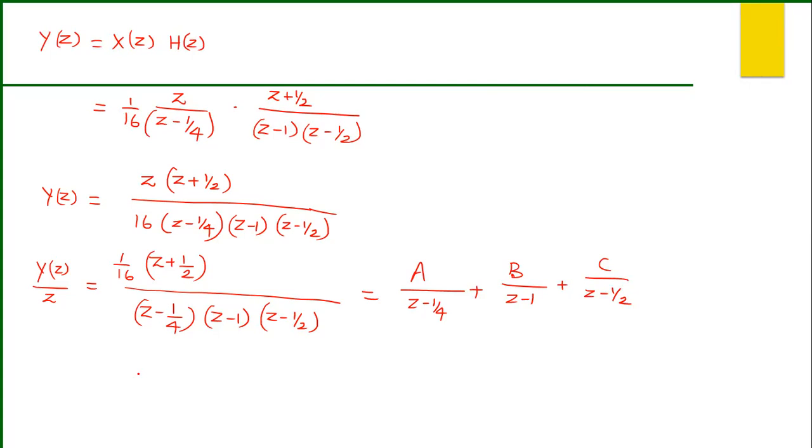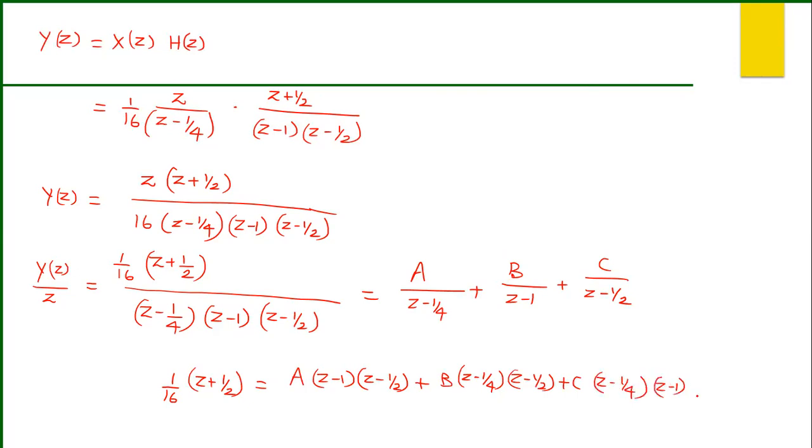So I'm finding that 1 by 16 into z plus 1 by 2 is equal to A times z minus 1 into z minus 1 by 2 plus B times, other than this one, whatever the remaining roots, z minus 1 by 4 into z minus 1 by 2 plus C times z minus 1 by 4 into z minus 1. Now, here you need to find the coefficients.